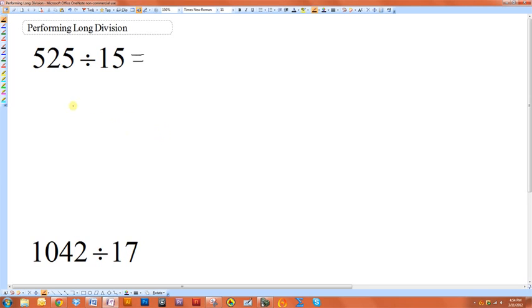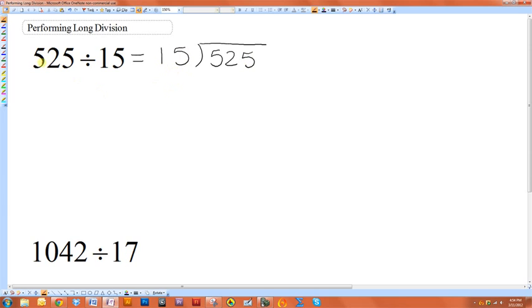Whenever you want to perform a division problem like this, the first thing you should do is rewrite it into long division format, where the first number goes inside the division symbol, and it's known as the dividend, and the second number is known as the divisor, and it goes on the outside.